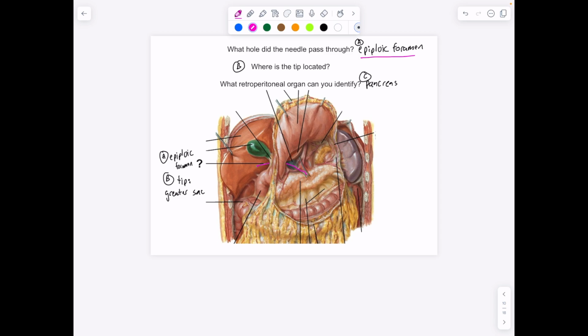Where's the tip located? Well, it depends on what you mean by the tip, but here it's in the lesser sac, here it's in the greater sac. What retroperitoneal organ can you identify? Well, SAD PUCKER, so the P in PUCKER is our friend the pancreas.